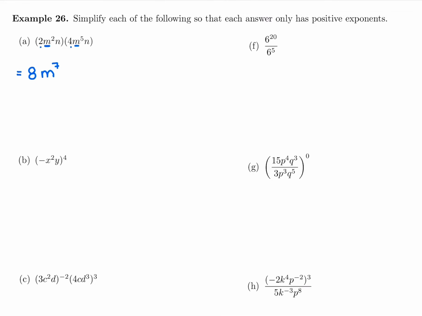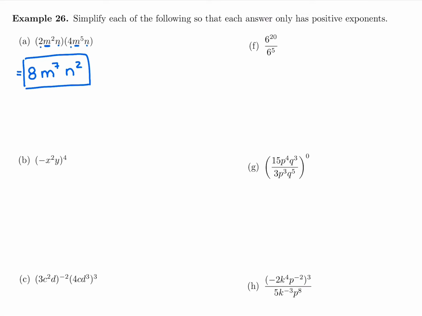n to the first times n to the first, we're going to do 1 plus 1, we're going to get n to the 2. Multiplying bases means adding exponents, but multiplying numbers, we would do that as we always do. 2 times 4 is still 8, and then we just add the powers.